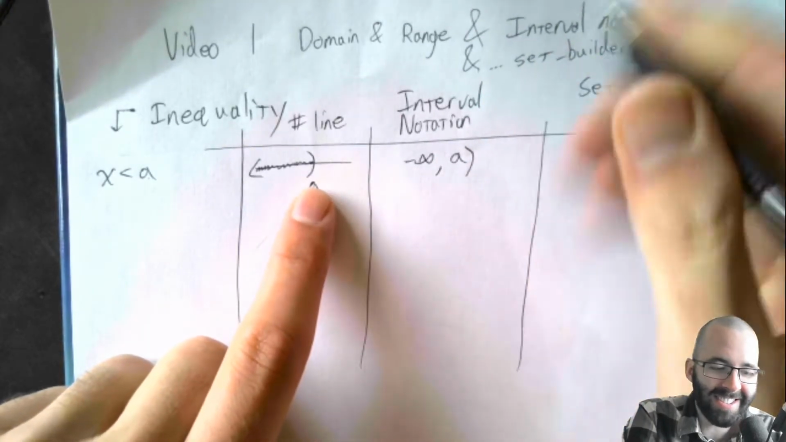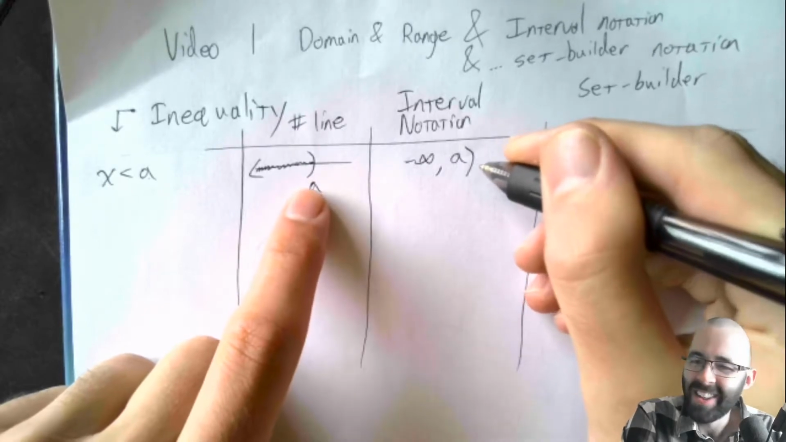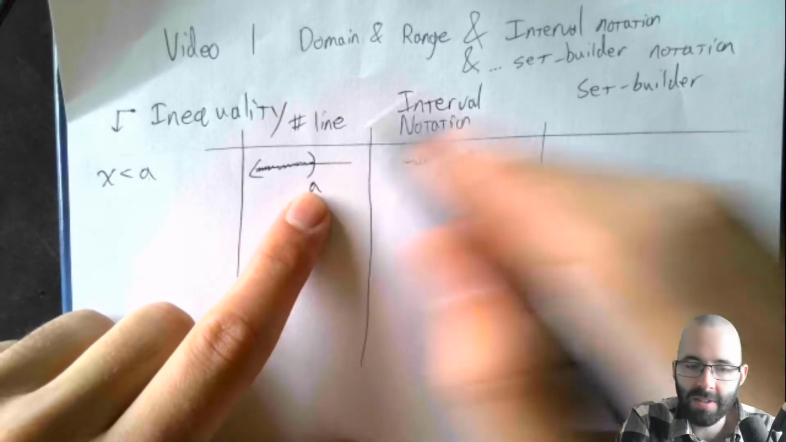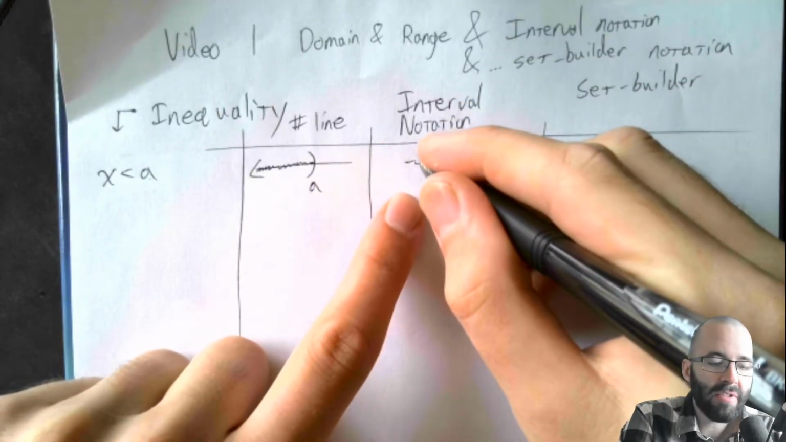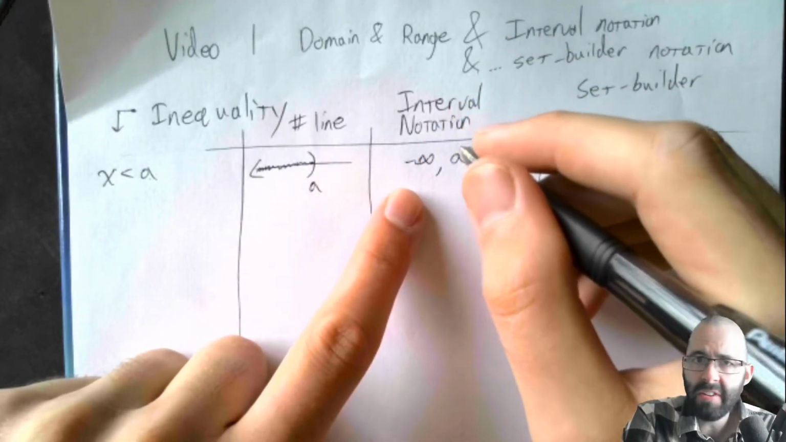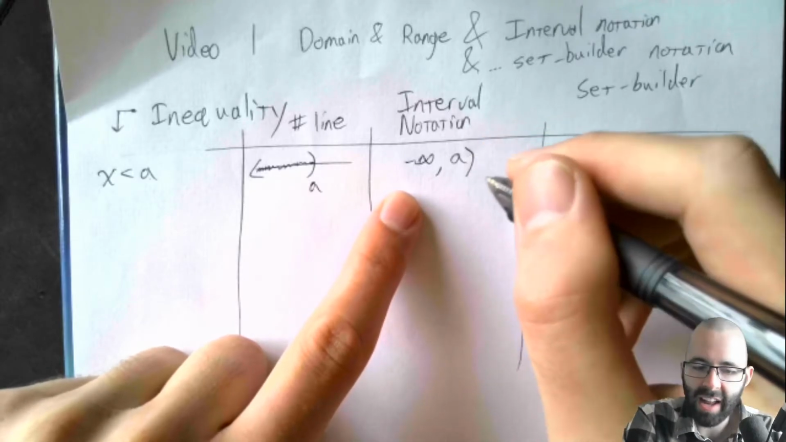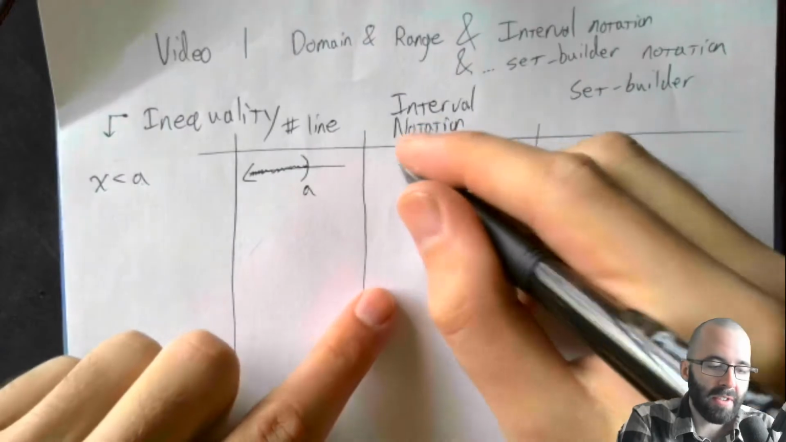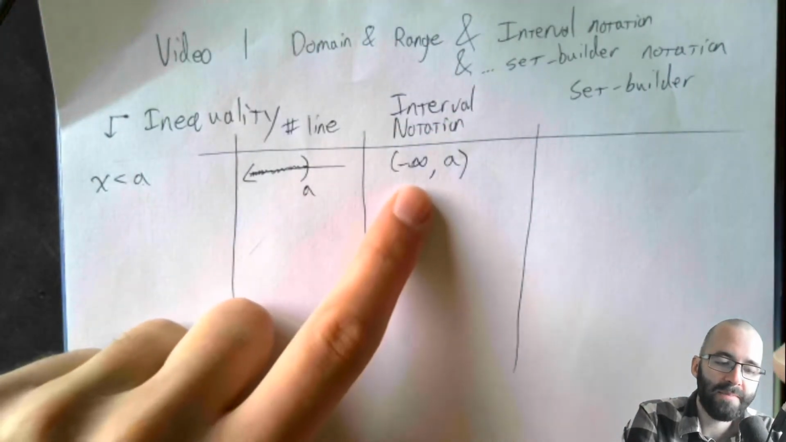Oh, look at that. Synergy. Look how similar those are, right? They're both parentheses, which is why I like this notation. But open circle is okay here too. And then infinity and negative infinity are never included. They're not numbers. They cannot be included. X cannot equal infinity. X can only equal a number, okay? So this will always be a parenthesis like this.